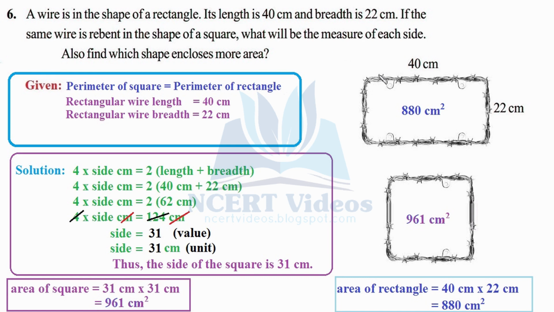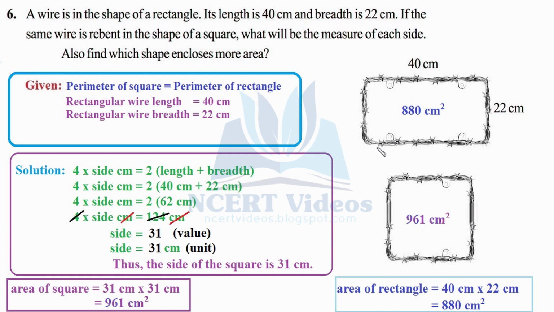And the question has asked what will be the measure of each side in the case of the square. So again, whatever is given to you, you write it here. We have discussed this: the rectangular wire has length 40 centimeter and breadth 22 centimeter. Nothing else is given. So we will break this statement down, what we have understood from the question. Now what is the perimeter of a square? It is 4 into side because all the 4 sides are equal. That is equal to the perimeter of the rectangle. What is it? That is 2 lengths plus 2 breadths.